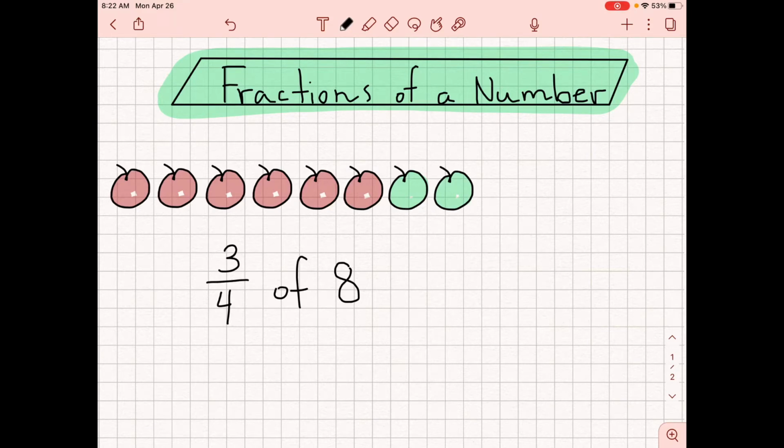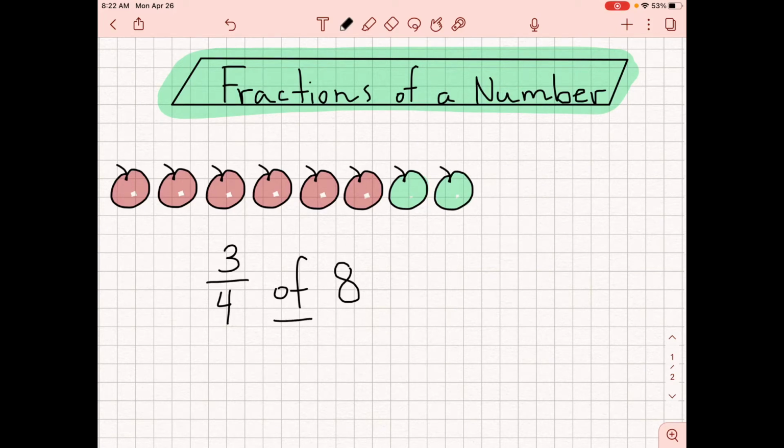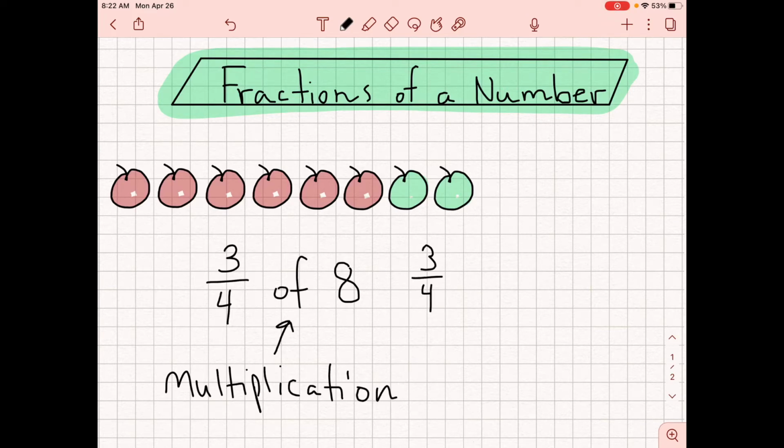The first thing I'd like to point out, and it might be helpful to even go ahead and draw this in your notebook, is that this word here, of, in math, usually means multiplication. I would go ahead and write that down. In fact, the thing to do is probably to draw a little arrow and write multiplication. So we know that we're multiplying 3/4 times 8. I'm actually going to rewrite the problem now. 3/4 times 8.